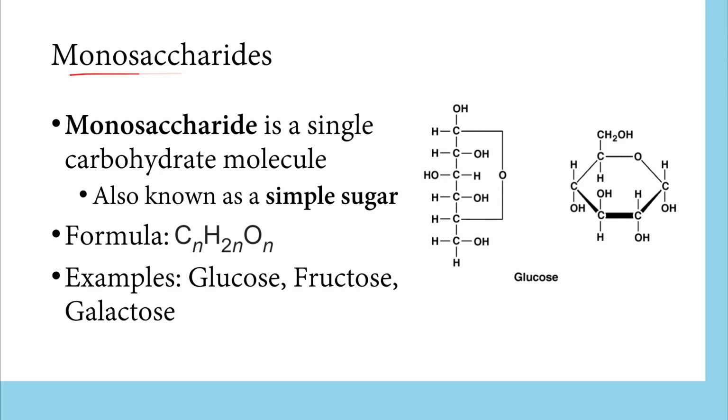Let's talk about monosaccharides. A monosaccharide is a single carbohydrate molecule, also known as a simple sugar. To the right here you see glucose, an example of a monosaccharide. And the formula of a monosaccharide is what you see here by the arrow. Examples of monosaccharides include fructose and galactose as well.